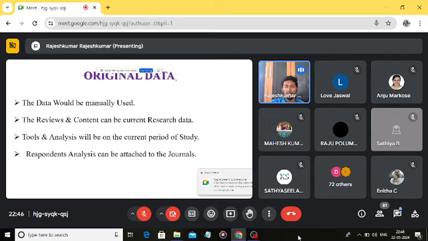The original data represents our technical tools, and whether our information is used for this or not, it has to be done manually. We have to give information about our research data, create it manually, and provide the tools for the original data we implemented in our journal. Second one, the reviews and contents should be current research data. Yes, it can be a main one.